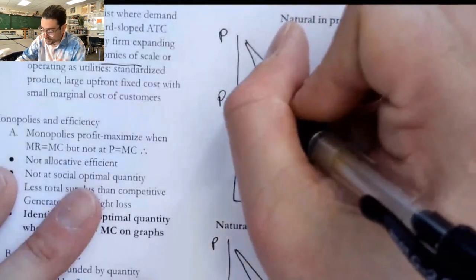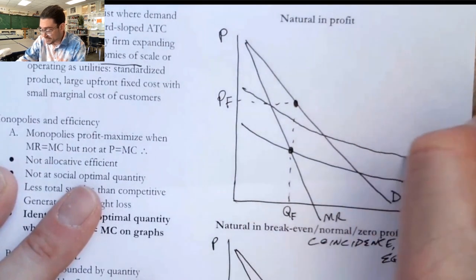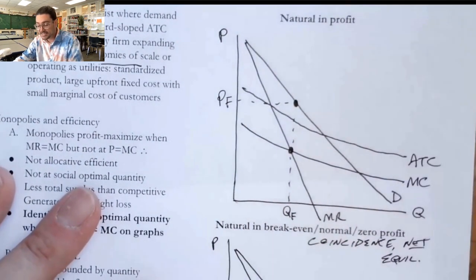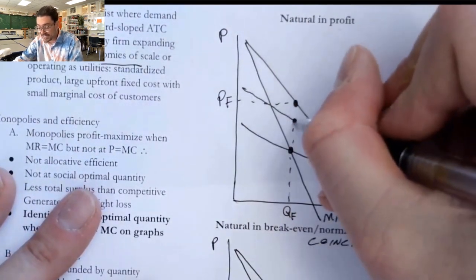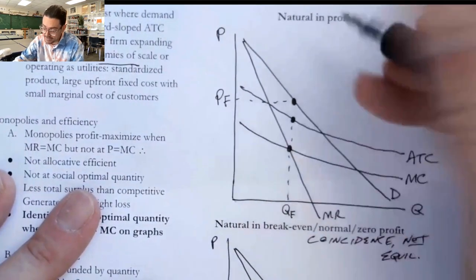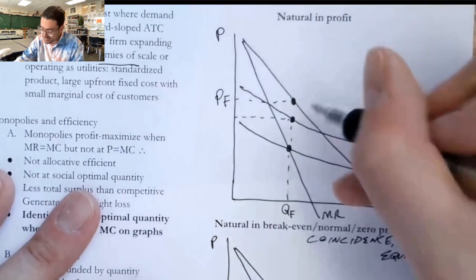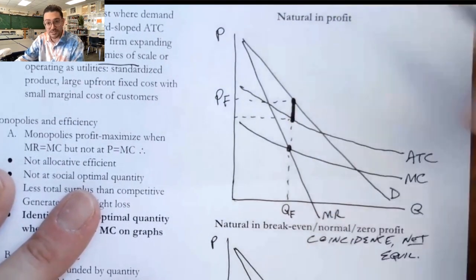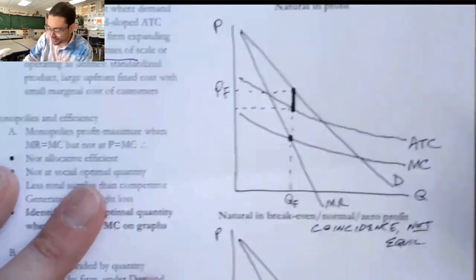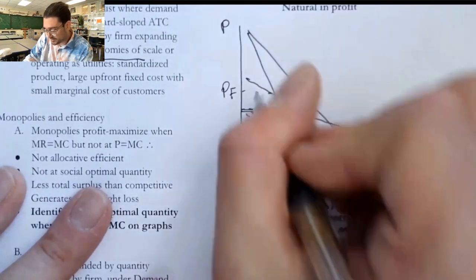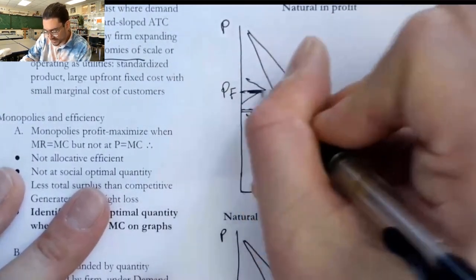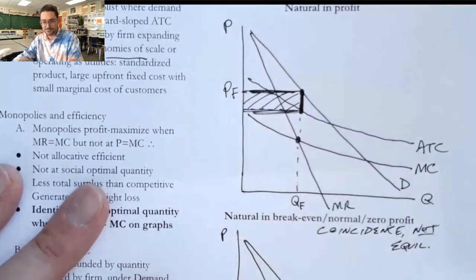So let's draw the profit one. Here we'll come down, ATC coming down, and I want to put my ATC below the price at the quantity that I'm producing at. So here, that's my ATC value. And the distance between these two is just the profit per unit, just like we looked at in perfect competition. And then we go over and we say that's our profit rectangle.